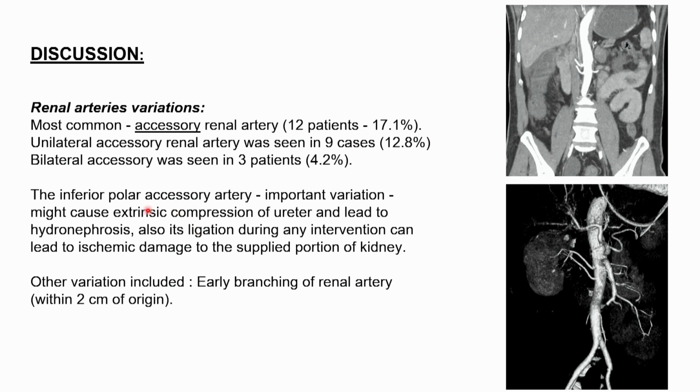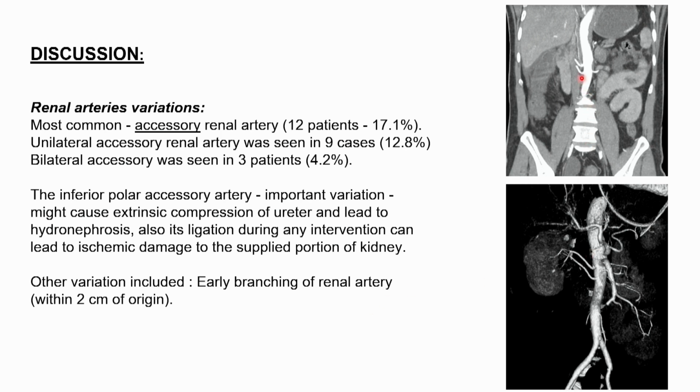The importance is mainly in case of inferior polar accessory artery because it can cause extrinsic compression of the ureter and lead to hydronephrosis. Also, its ligation during any intervention can lead to ischemic damage. Other variations include early branching of the renal artery. It is said when it branches within 2 cm of origin.